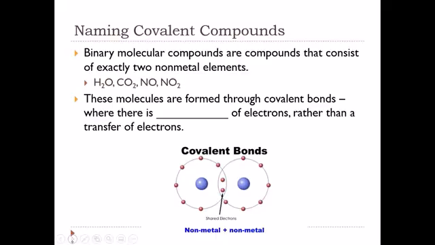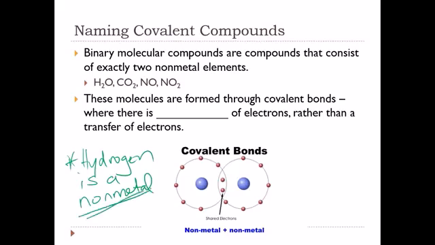And so usually the difference here between an ionic compound, where we had a metal and a non-metal, something from the left and the right side of the periodic table, is that now we have two or more non-metals, so all non-metals. So binary molecular compounds are compounds that consist of exactly two non-metal elements. So hydrogen and oxygen. An important note: even though hydrogen is shown on the left most times, hydrogen is a non-metal. Carbon, oxygen, two nonmetals. Nitrogen, oxygen, two nonmetals.